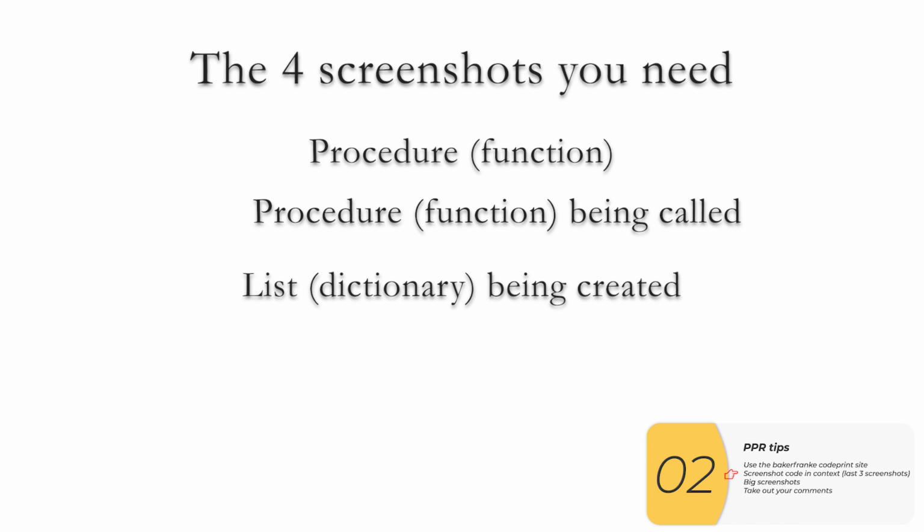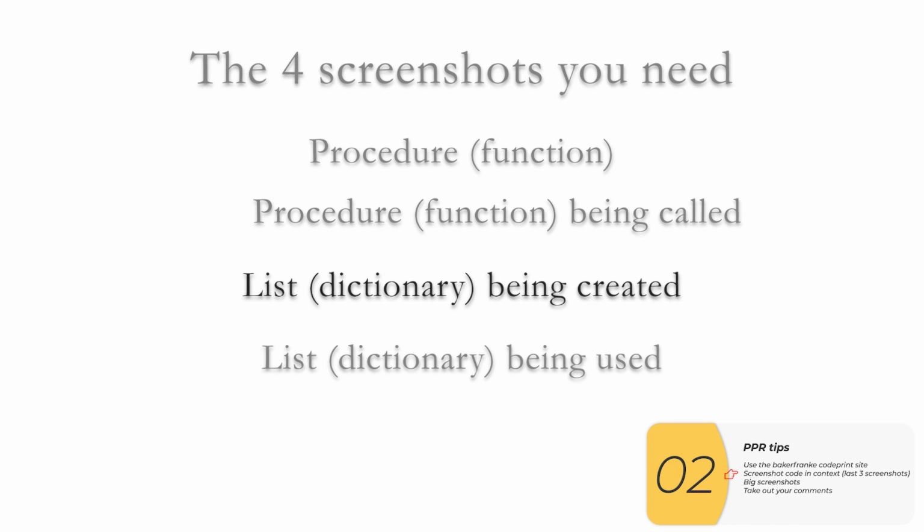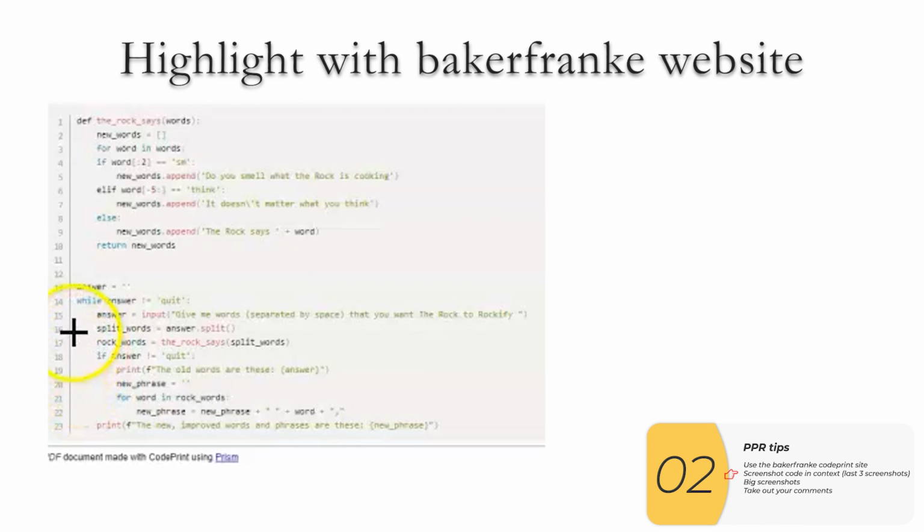The next tip has to do with screenshots for the PPR. As a reminder, you need four screenshots: the procedure, the procedure being called, the list being created, and the list being used. The Baker Frank website has highlighting capabilities, which you should use.